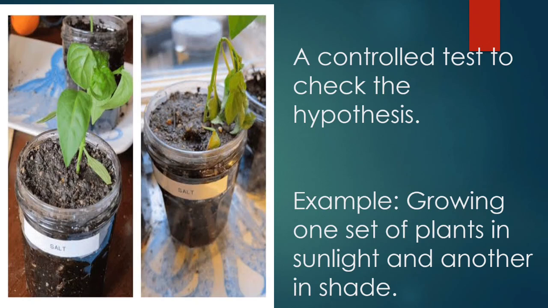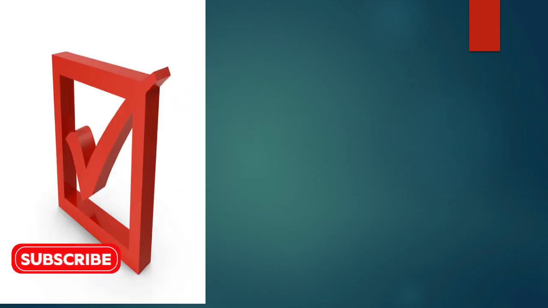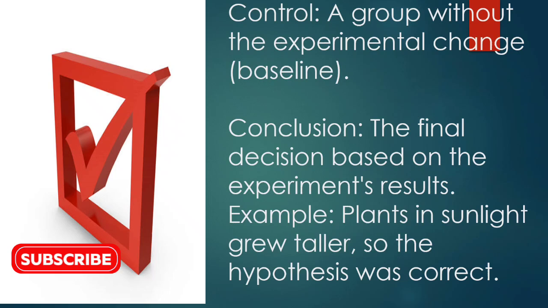Remember, you say when you expose plants to sunlight, they do well. That is your prediction. Now, you decide to experiment by taking a plant and exposing it to sunlight. Am I making sense? So that is your experiment, checking the effect of sunlight on the plant. Then after the experiment, that takes us to control and conclusion. What is control? A control is a group without the experimental change. I will explain that in the next slide. And of course, conclusion means to conclude. That is a final decision based on the experiment result.